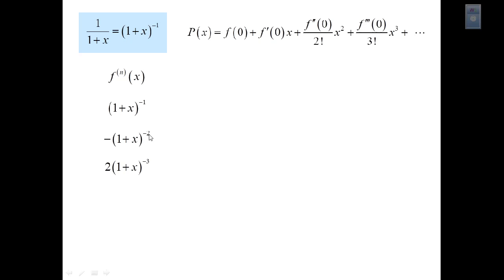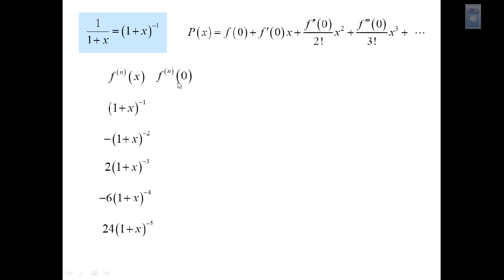All right, and the next derivative, we're going to bring out the negative 2. Negative times the negative 2 gives you positive 2 times 1 plus x to the negative 3. And then negative 6 times 1 plus x to the negative 4. Then 24 times 1 plus x raised to the negative 5 power.